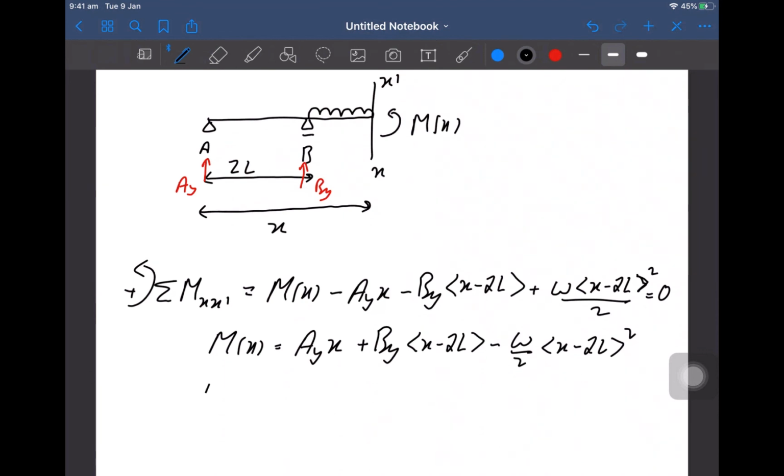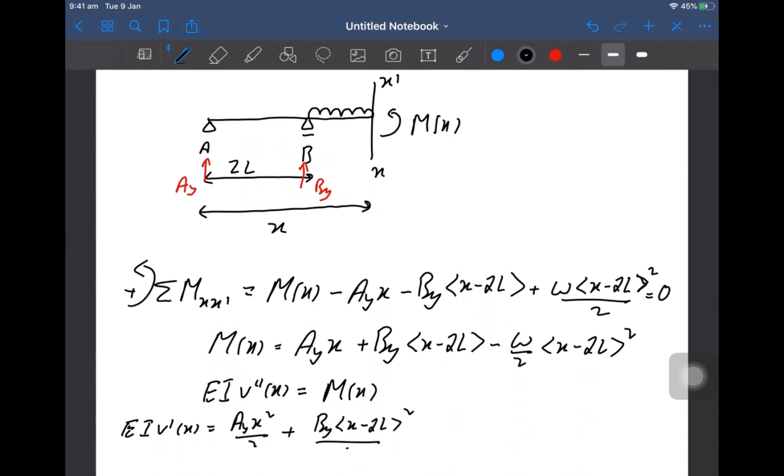So we know that the Young's modulus multiplied by the second moment of area multiplied by the second derivative of our deflection is equal to the internal moment mx. Okay, so let's integrate it once. Two threes are six, plus our integration constant.